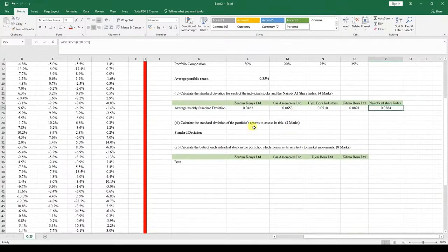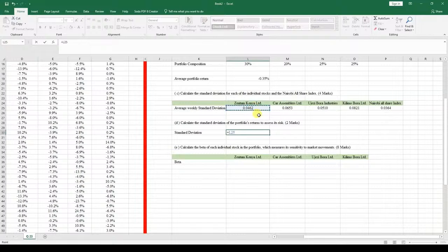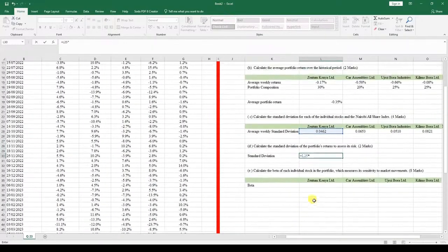Part D, we are asked to calculate the standard deviation of the portfolio returns to assess the risk. For us to do that, we will need to consider the weights. We already have the standard deviation over here, but now we need to factor in the weights. We pick that standard deviation times its corresponding weight. The corresponding weights were given to us over here.